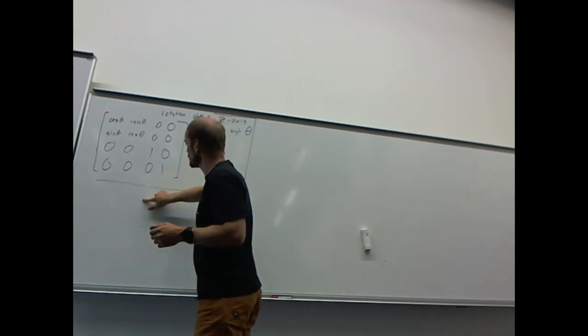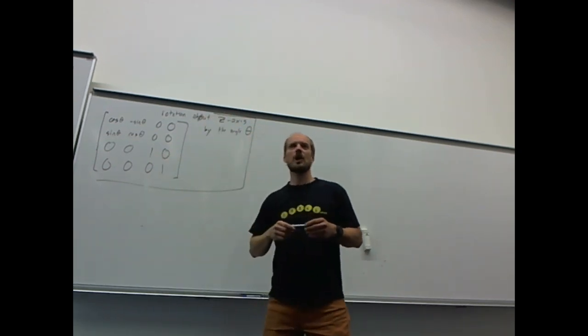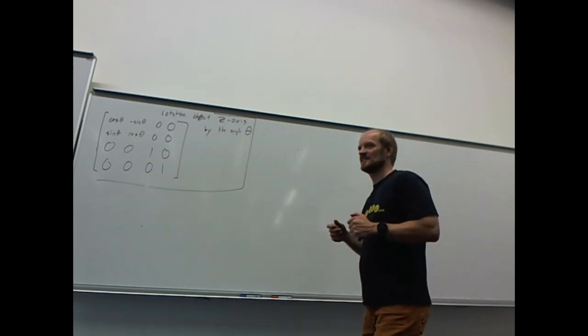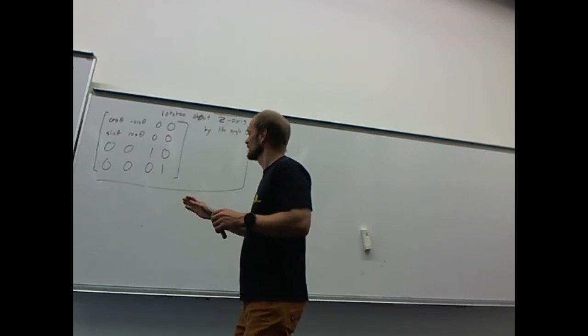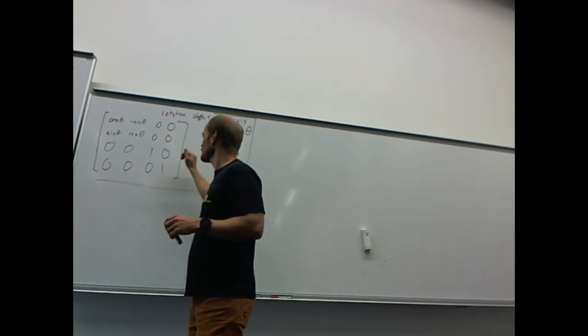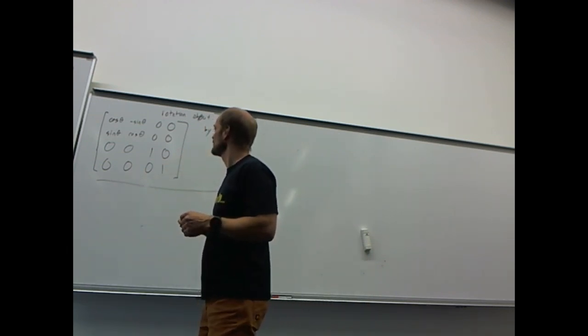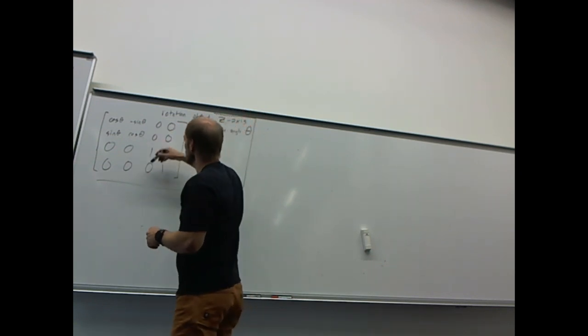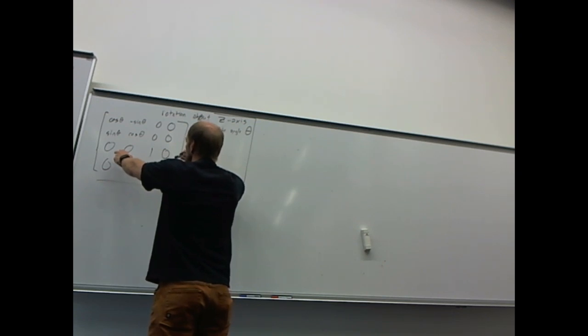Can anyone see which is which? Does the column tell me that the z-coordinates are not affected? Third column. Which is the row and which is the column? Column goes down, row goes horizontal. Yeah. So this is the column, this is the row.